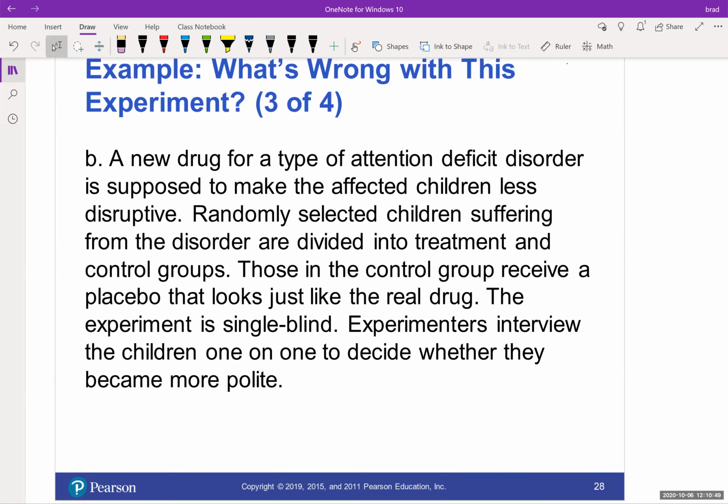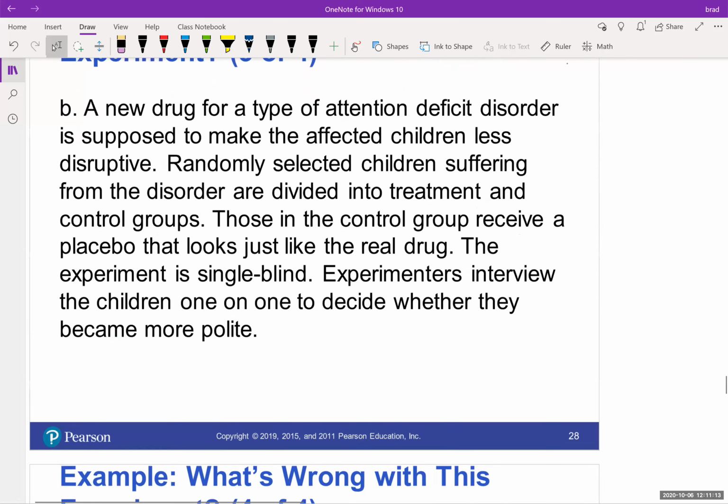Those in the control group receive a placebo that looks just like the real drug. The experiment is a single blind. The experimenters interview the children one-on-one to decide whether they became more polite. Okay, so I'm a little worried about this one. So let's see here. All right, so what's wrong with this?